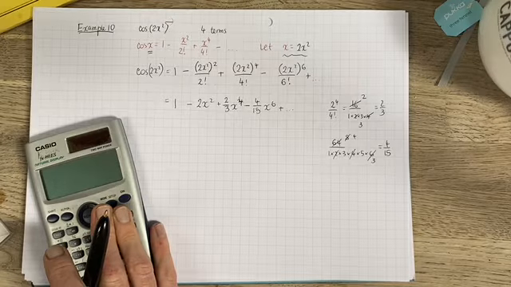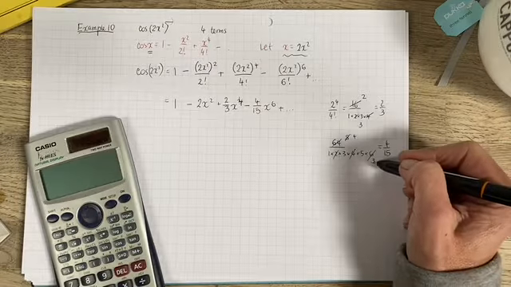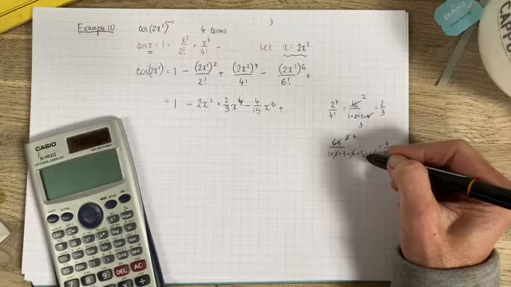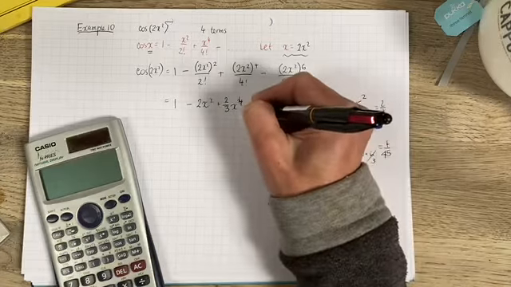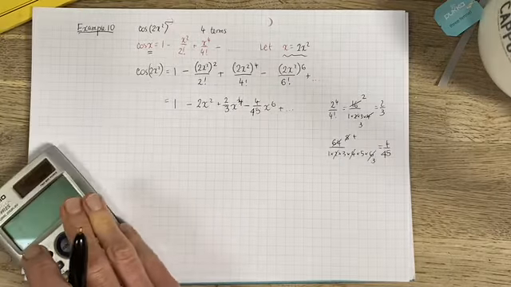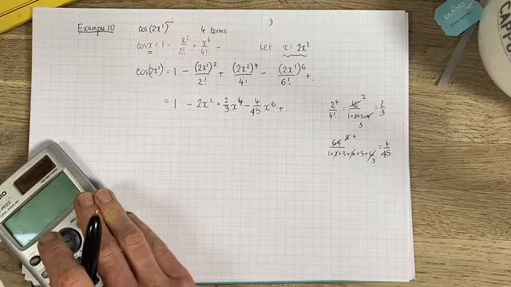1 times 2, 3 times 3 times 5. Right, that should be 45. There you go. Okay, you are asked also... okay, you're not asked that in this example.